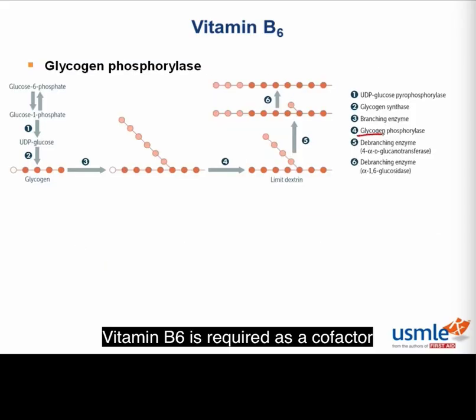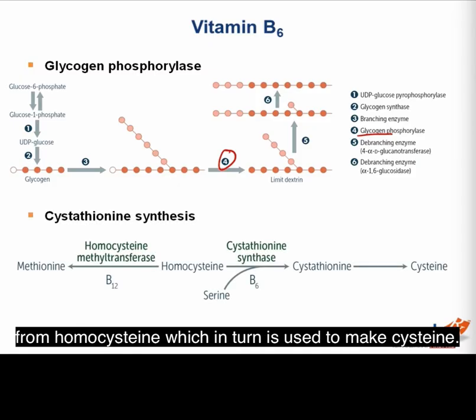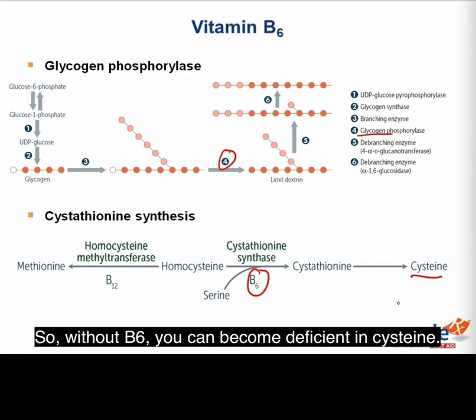Vitamin B6 is required as a cofactor for glycogen phosphorylase, which is important for maintaining blood glucose by freeing glucose from glycogen. It's also required for cystathionine synthesis from homocysteine, which in turn is used to make cysteine. So without B6, you could become deficient in cysteine.